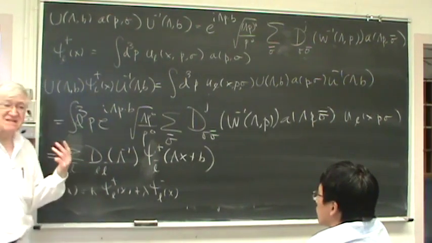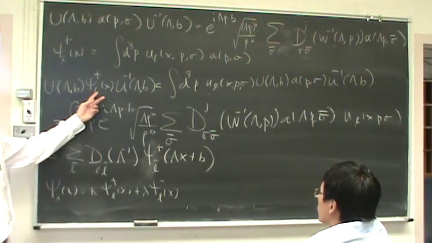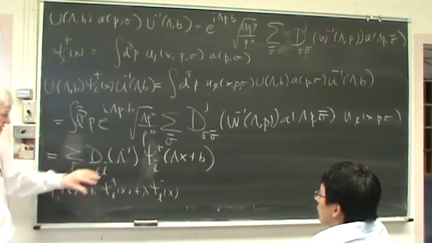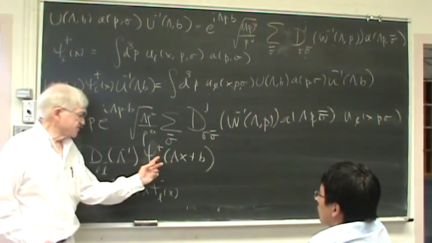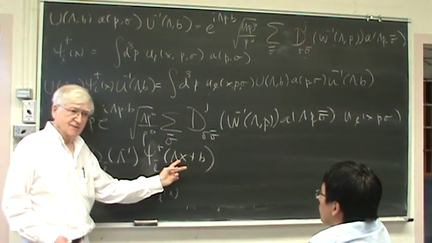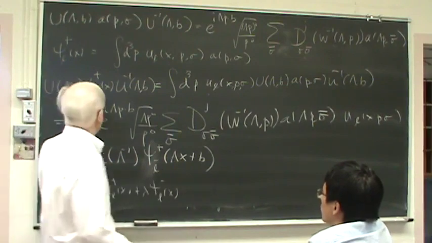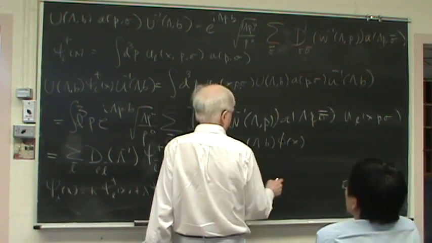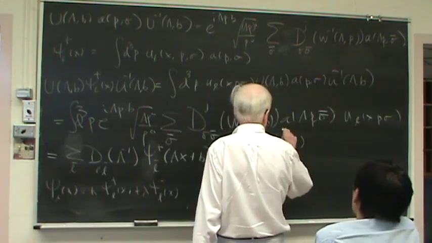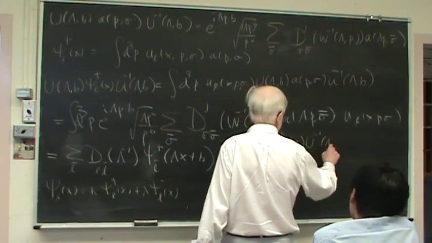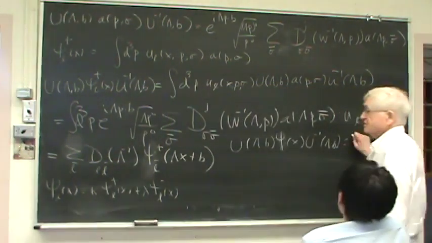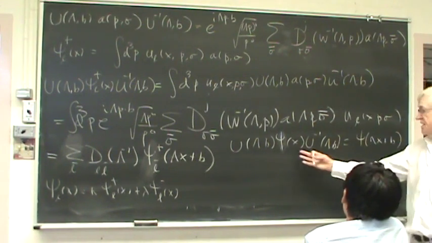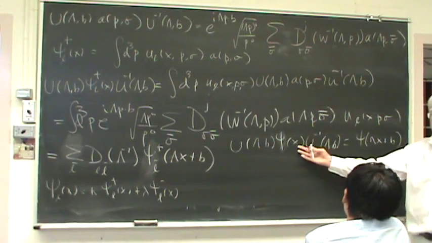Now, if you're talking about a spin zero field, then there's no index here at all. And the total effect of a Lorentz transformation on the field is just the identity. It's just to change the space-time argument. So if you had, for example, U of lambda, b, a scalar field psi of x, U inverse of lambda, b, well, this will just be psi of lambda x plus b. So that just says that the field transforms as a scalar.